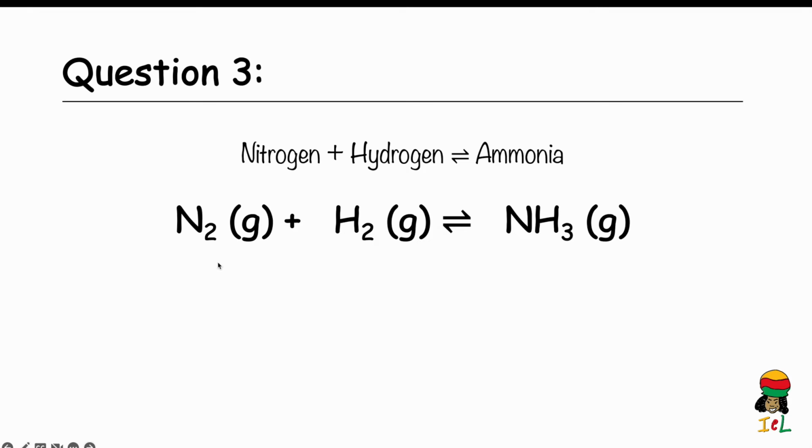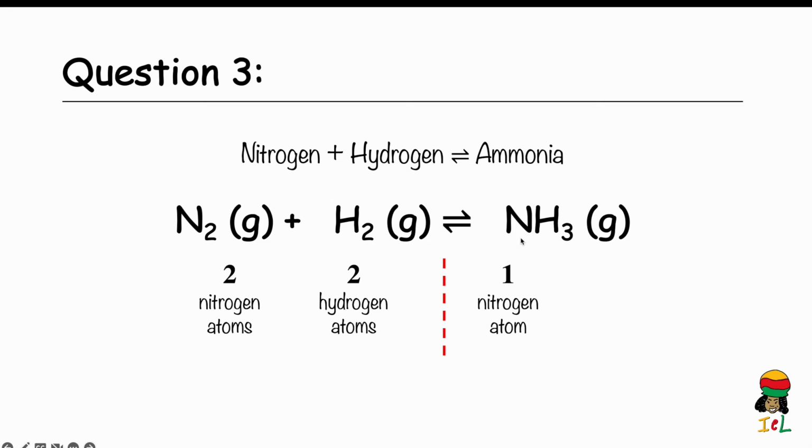So on the reactant side, we have 2 nitrogen atoms, 2 hydrogen atoms, and on the product side, we have 1 nitrogen atom and 3 hydrogen atoms. None of the atoms on the reactant side are equal to their counterpart on the product side. Let us start with nitrogen since it is the first in the equation. So we have 2 nitrogens on the reactant side, 1 on the product side. The LCM of 2 and 1 is 2 for nitrogen.